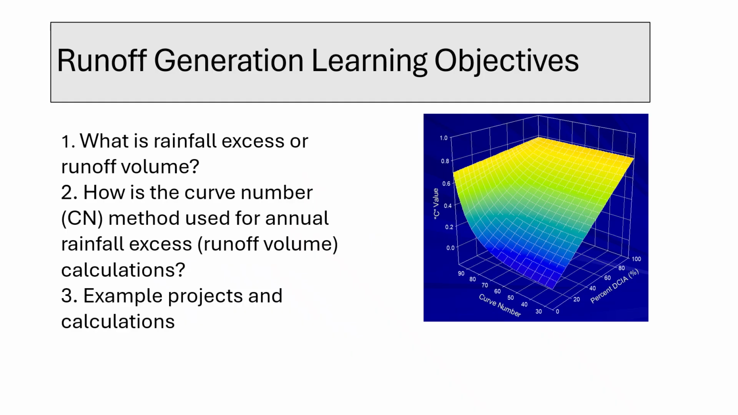In this module, our primary goal is to understand how rainfall excess, also known as runoff volume, is calculated. We'll begin by defining what these terms mean, considering the various watershed and rainfall characteristics that govern how much water runs off a surface. Then we'll delve into the widely used curve number, or CN method, explaining its principles and demonstrating how it's applied to determine annual rainfall excess. Finally, to solidify your understanding, we'll walk through several example projects and calculations that illustrate the practical application of these methods.